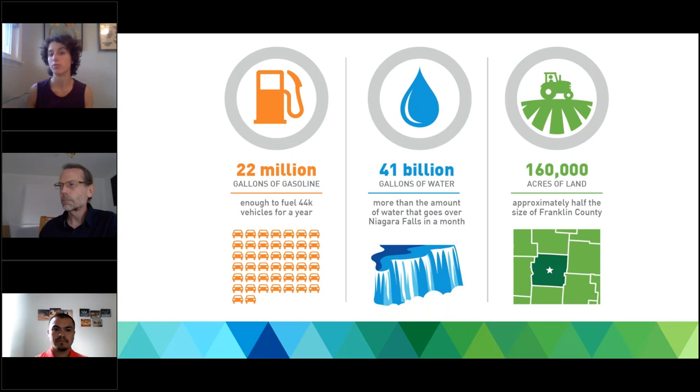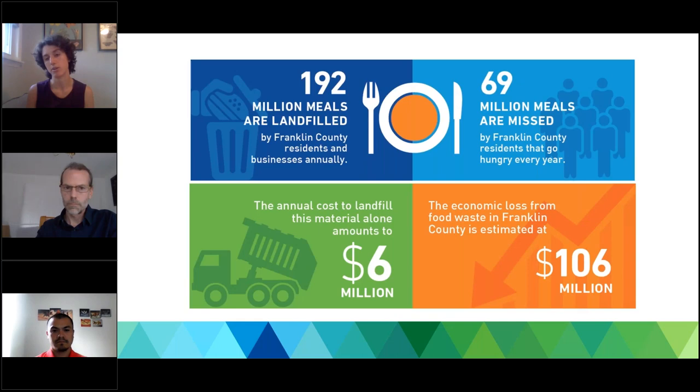41 billion gallons of water are used in the growing process, as well as the preparation process, turning wheat into bread, as well as 160,000 acres of land is used just in the space that's used to grow food that is then thrown away. And so that's about half the area of Franklin County. If we can reclaim all these environmental resources, we'll make a big difference for our planet, but we can also make a big difference for our community.